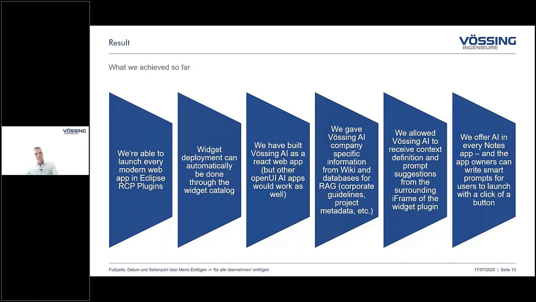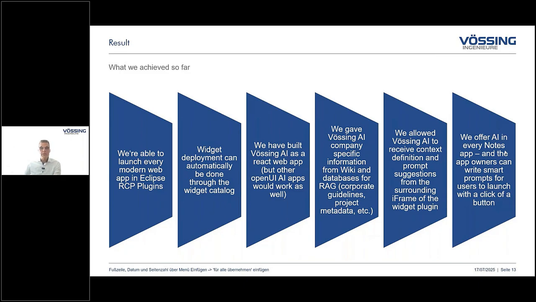Just to wrap this up, we are able to launch every modern web app in Eclipse RCP plugins. And if you start your journey, you would be too. Widget deployment can automatically be done through the widget catalog. So if you have a widget category that installs on every Notes user in your company, and you place your AI or whatever your web app is in that category, every user just gets the thing without you having to deploy it manually. That's the old widget thing that still works well.